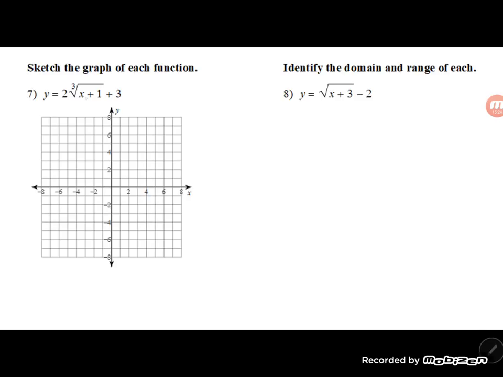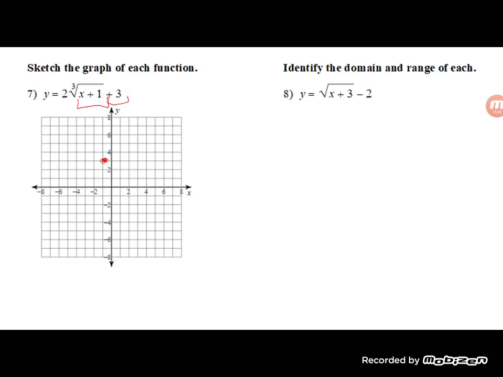So we're going to first look at this, and we know our transformation rules. That's inside, that's outside. Plus 1 on the inside is going to go back 1. Plus 3 on the outside is going to go up 3. So that is our vertex. That's kind of like our starting point. And then we have a stretch of 2.